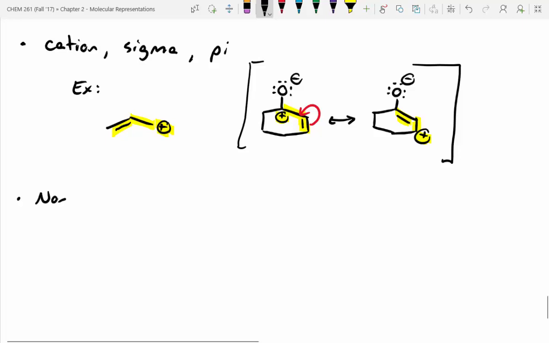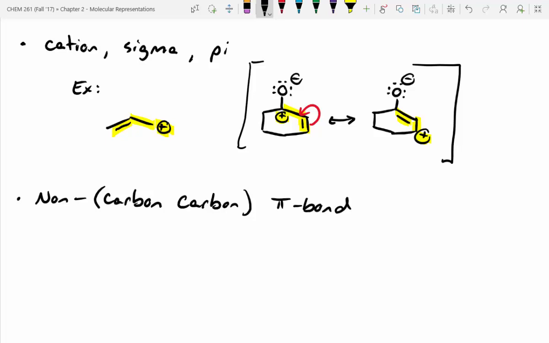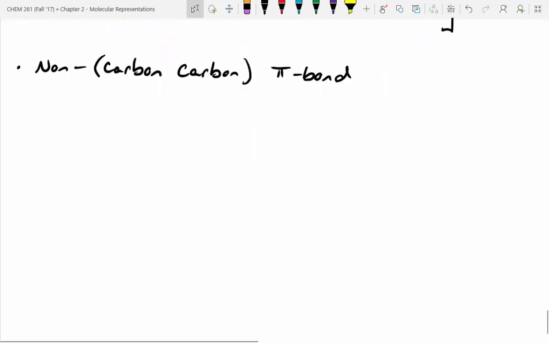Another one you might look at a lot is a, let me rephrase this, non-carbon, carbon, pi bond. So let's take a look at an example of this.